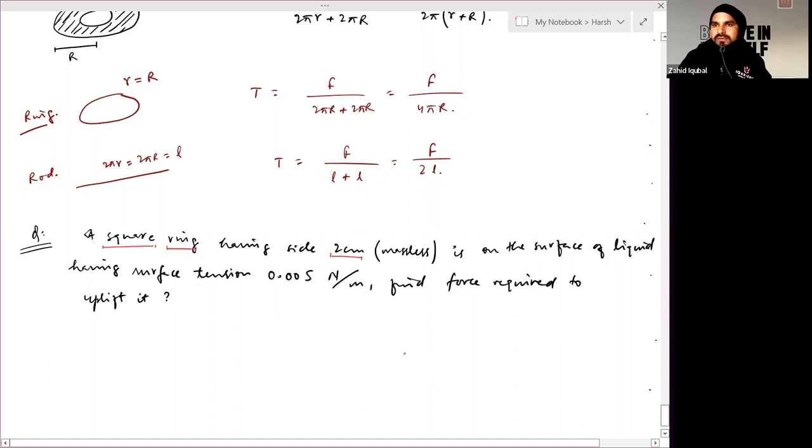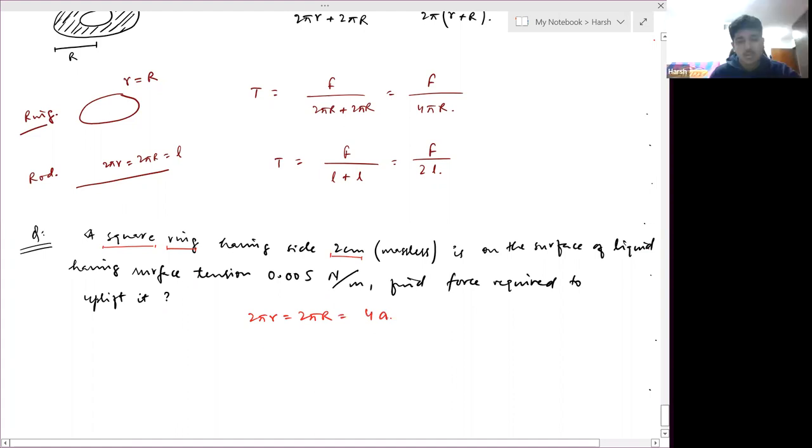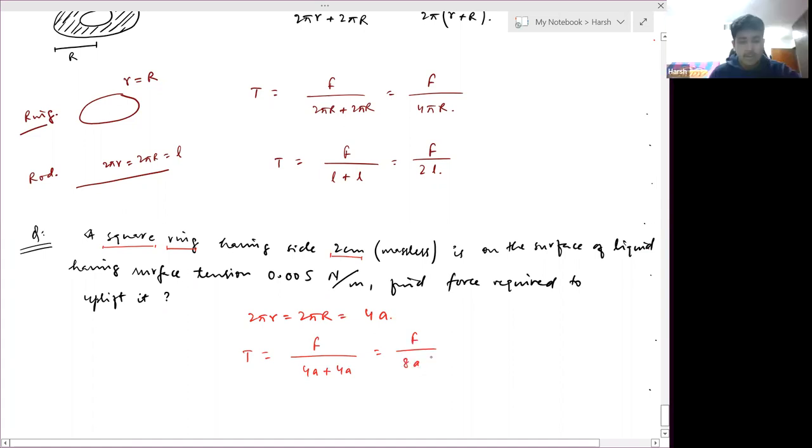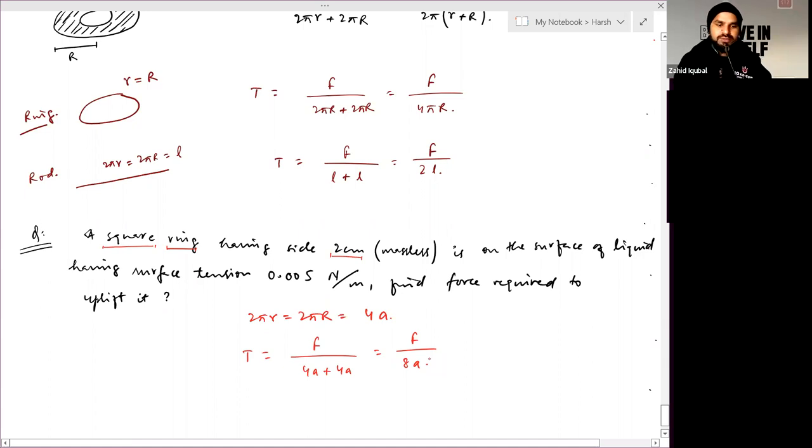So for a square, the length of its perimeter will be nothing but 4 times its side. So in this case, we can transform 2 pi r equals 4 times its side. So surface tension will be equal to force divided by 2 pi r, that is 4a, plus 2 pi r, that is 4a. So in total, it will be F by 8a. So just put the value of all related terms in their SI unit and simplify it for force. Try to solve.